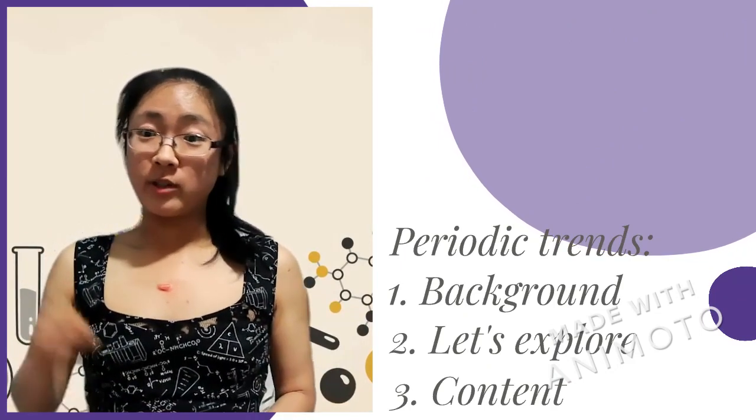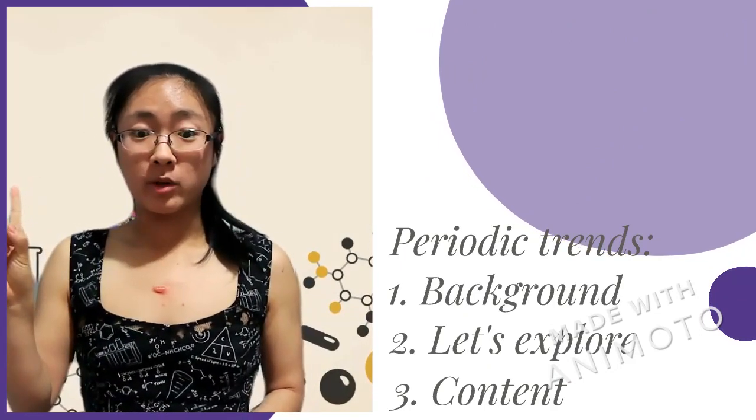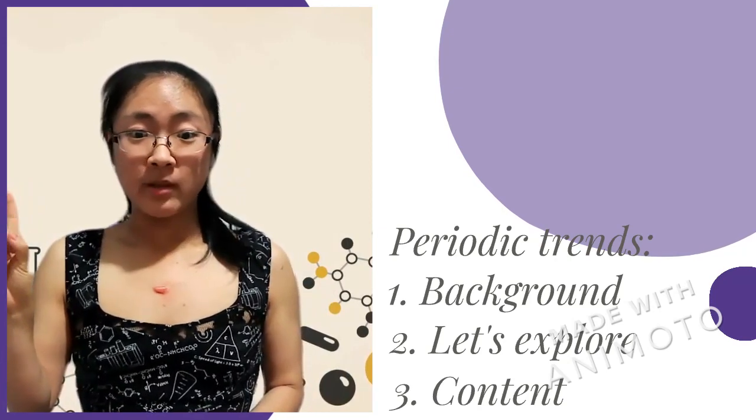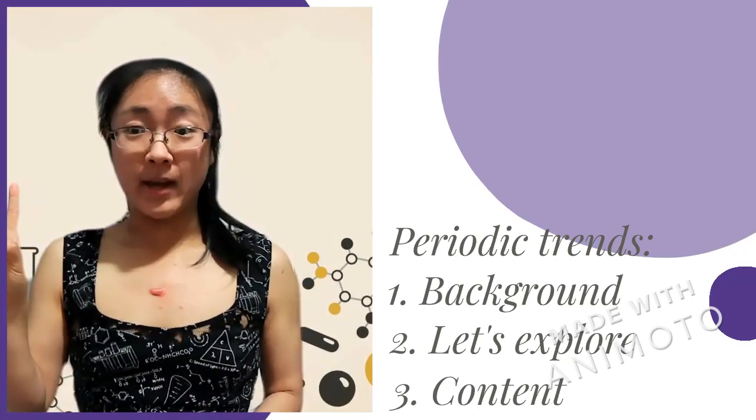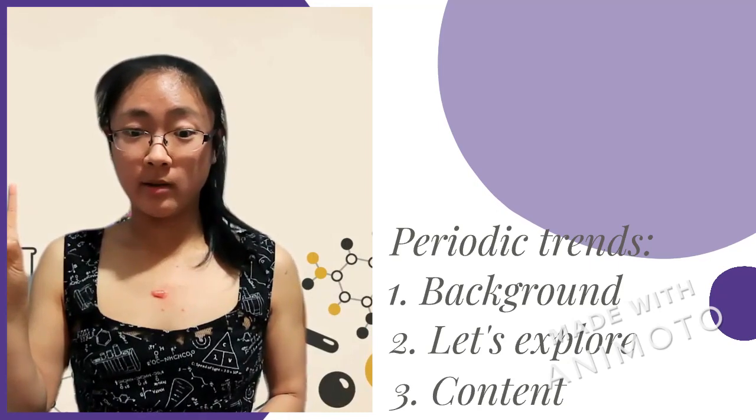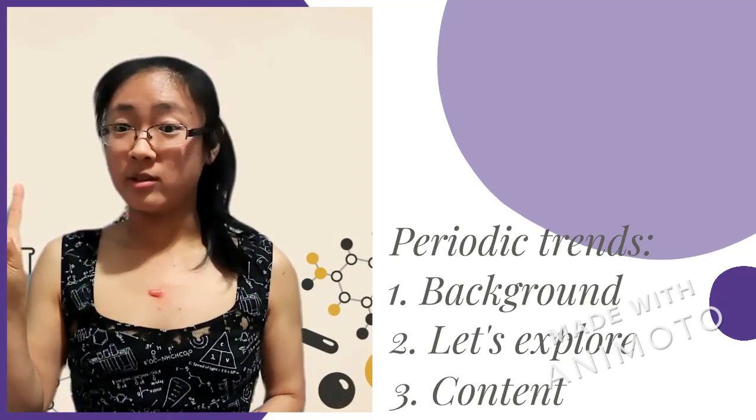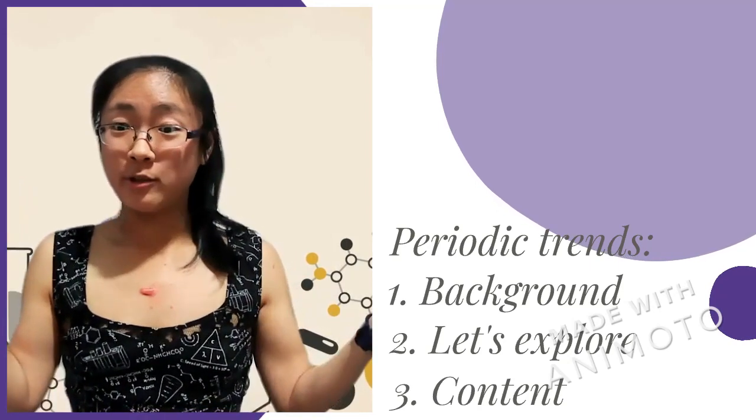To do that, we're going to first explore the background information required to understand this topic. Then we're going to discuss how atomic radius impacts how elements react with one another. And then finally, we're going to discuss how this is possible. So let's get to it.